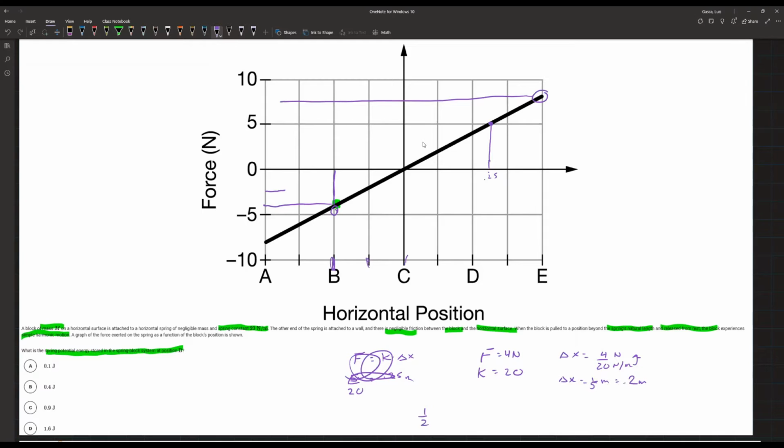Then we can say the spring energy is 1/2 K, 20 newtons per meter, times the displacement of 0.2 meters, quantity squared. This becomes 10 times 0.2, which is 0.04 when we square it. Then 20 came from 20 divided by 2, and so about 0.4 joules. So B is our best answer choice.